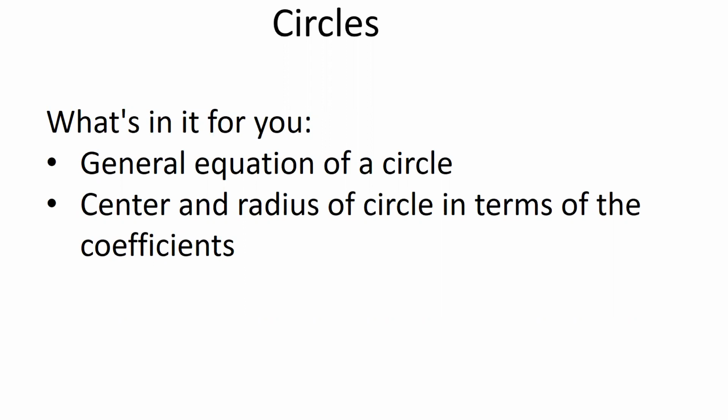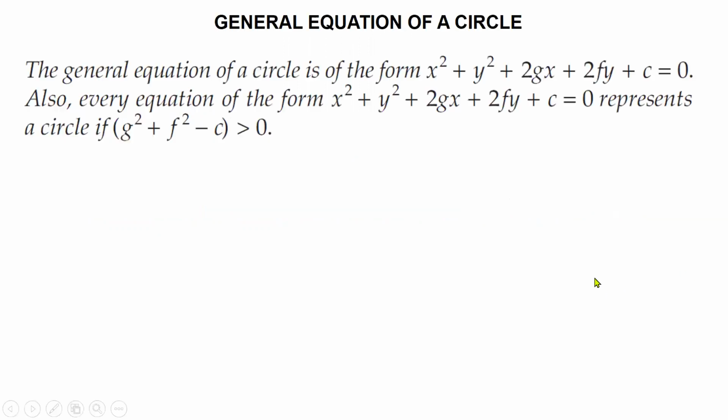So now let's extend that topic a bit further by finding out what the general equation of a circle looks like and how from that equation we can compare our previous equation. So let me explain what I mean by that. The general equation of a circle is x squared plus y squared plus 2gx plus 2fy plus c is equal to 0.